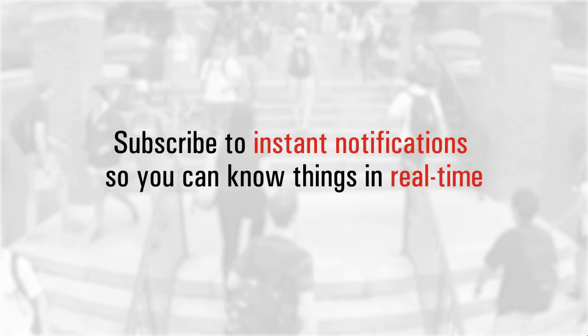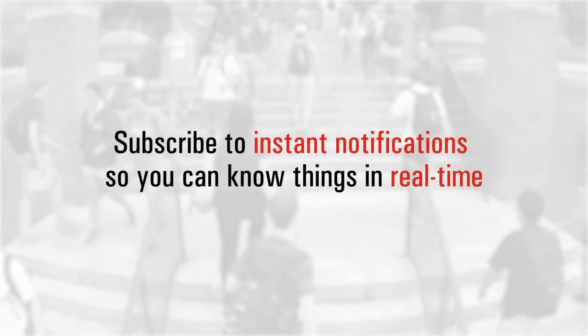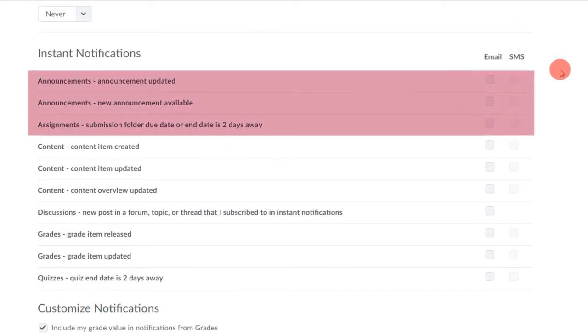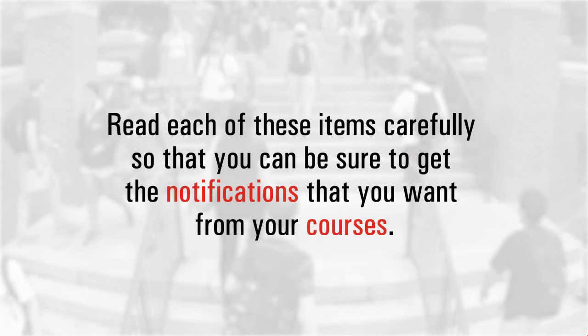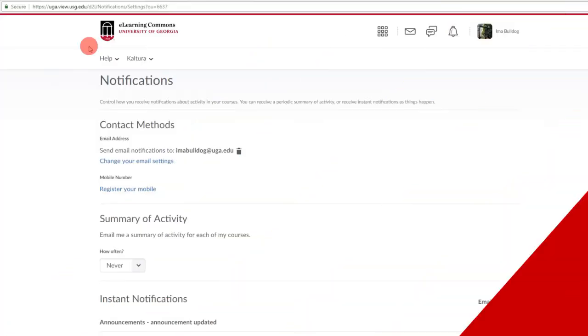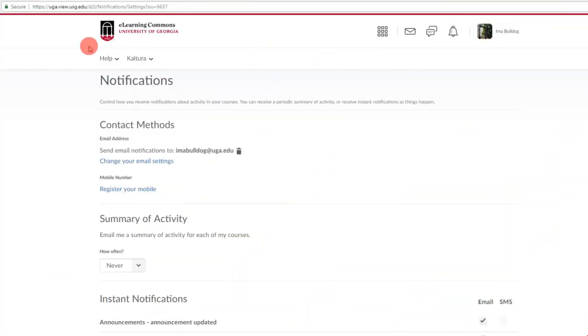It's a good idea to subscribe to instant notifications for the things you want to know about in real time. For example, you probably want to be notified when your instructor sends out a new announcement to the class, so you should check the box under your preferred communication method for that information. Read each of these items carefully so that you can be sure to get the notifications you want from your courses. Now let's click on the eLC logo at the top left of the screen to return to the home page.